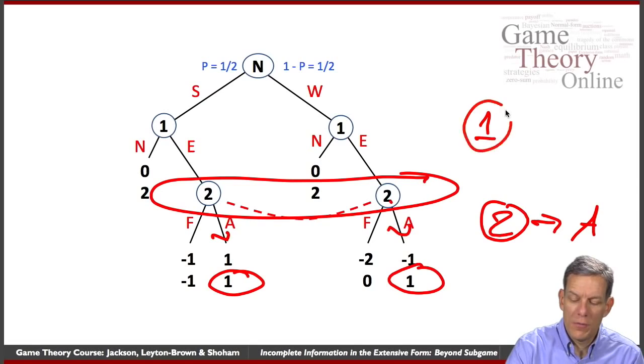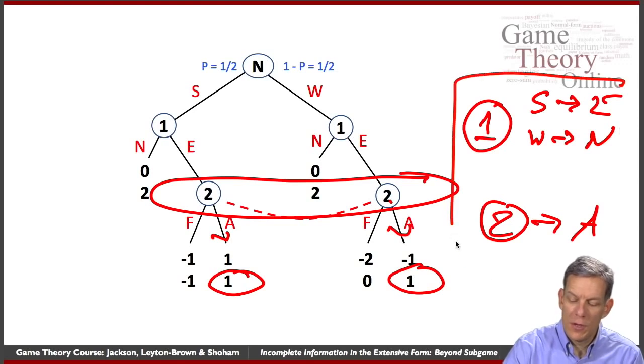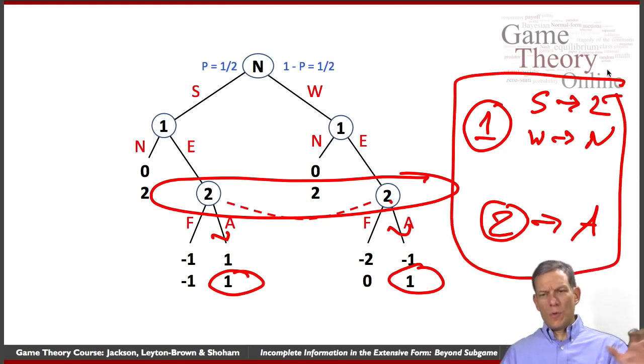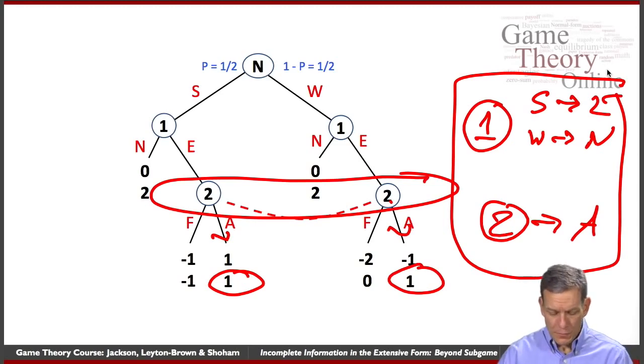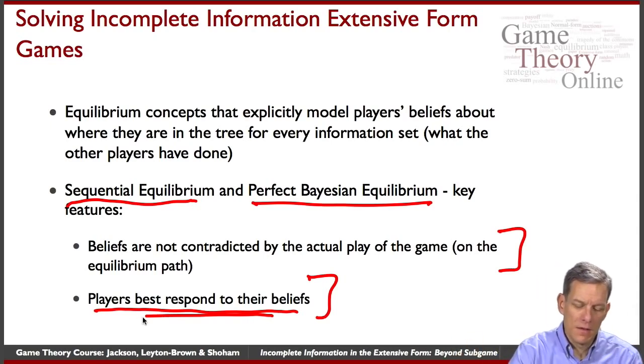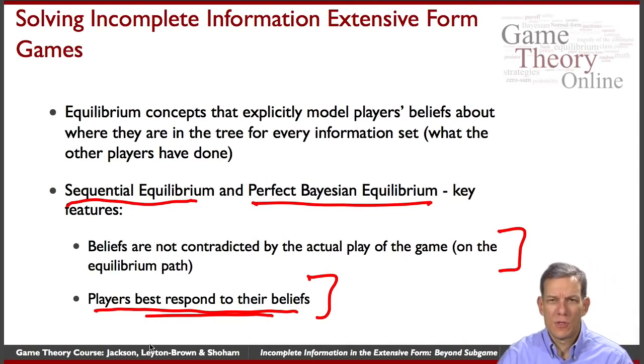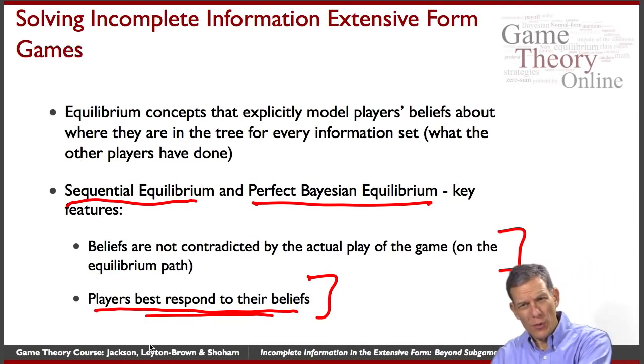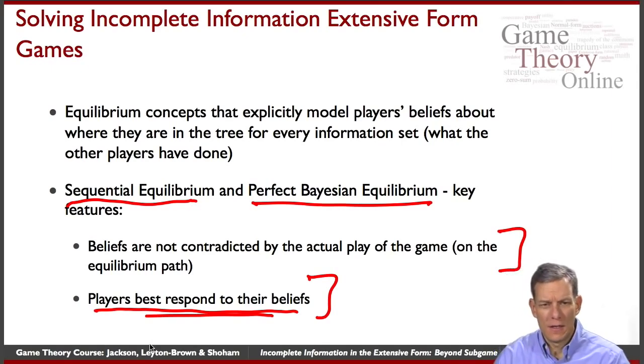Then for player 1, if player 2 is acquiescing, and player 1 is strong, they should definitely enter. If player 1 is weak, they should definitely not enter. So we end up with a unique prediction in this game, whereas with subgame perfection there were many. So the idea here is we have these extra impositions that players have beliefs. First of all, they're not contradicted, so it has to be that what they're believing is consistent with the way that other players are playing. And players should best respond to their beliefs, which is imposing credibility at every information set in the game.